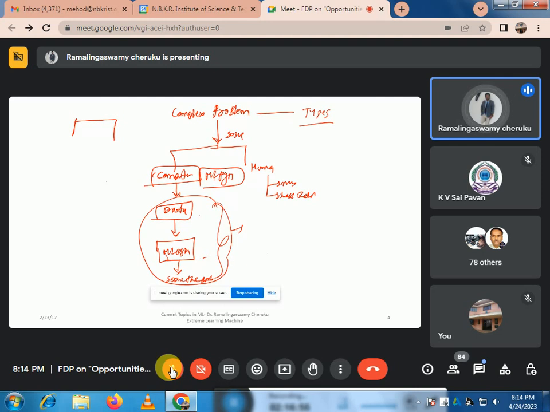Now, what are the different types of problems? I can say classification. What is the classification problem? Suppose there is data, so you have to say which class it belongs to.